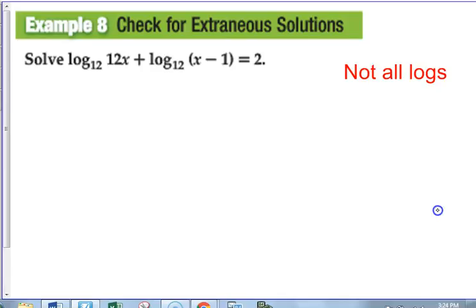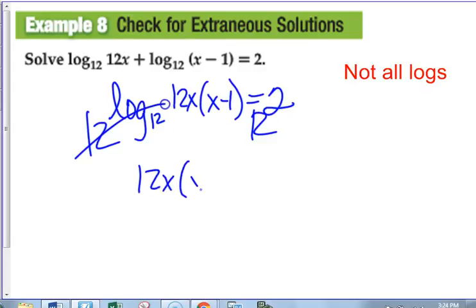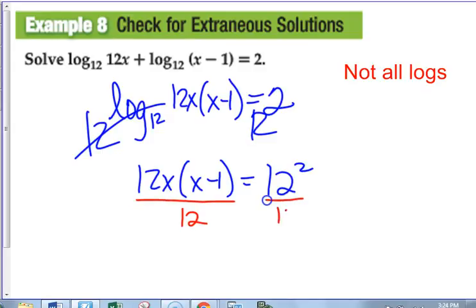Guys, this is one more quick one that you don't have. This is one where you have to use the 12 that's down here. I would have to compact this side. Everybody okay? Yeah. And then I would exponentiate and have 12x times x minus 1 equals 12 squared. Earlier we had a problem just like this. And I said, oh, I really want to do this. If you divide it out now, it's okay.